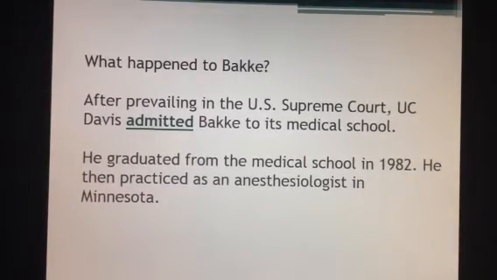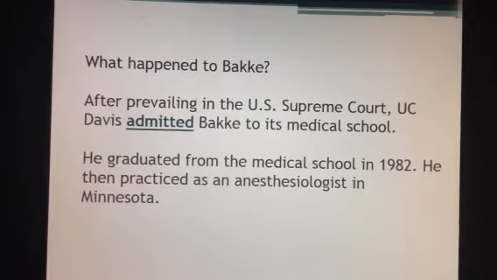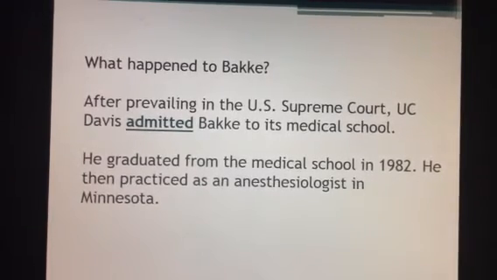What happened to Bakke? After prevailing in the U.S. Supreme Court, UC Davis admitted him to med school. He graduated in 1982 from med school. He then practiced as an anesthesiologist in Minnesota.